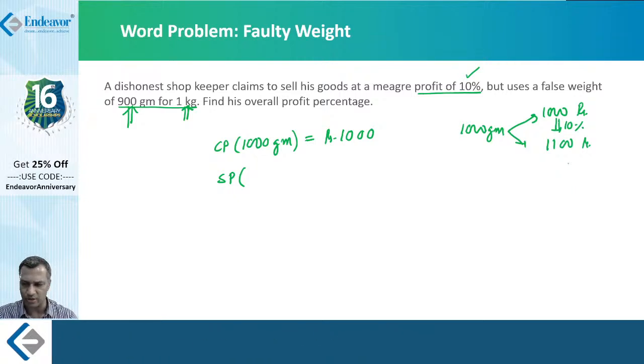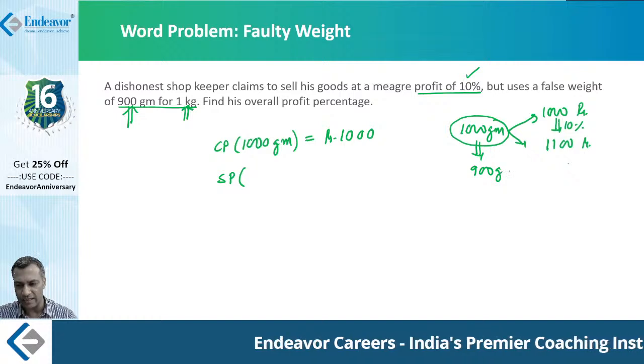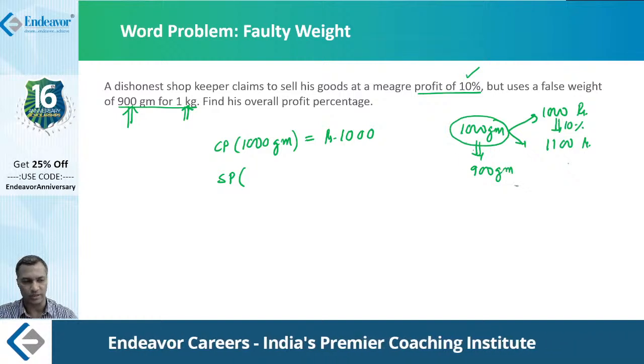His family also has to survive. 10% profit is fine with it. All right, coming to this, therefore selling price. But the point is, is he giving 1,000 grams? No. Right now he's maintaining a faulty weight which reads only 900. When you put 900 grams, it starts showing 1,000 grams on the machine. He's cheating that way.